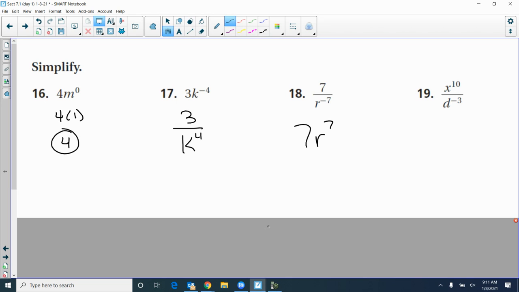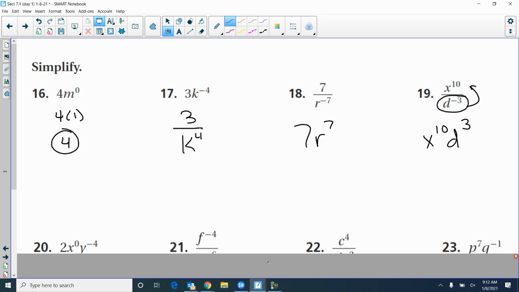Okay, you got a negative exponent. You got to move it. X to the 10th does not move. It's not a negative exponent. So what do we do if it's a negative exponent? If it's in the bottom, where do we move it to? Top. So it moves up. And if that leaves us nothing in the bottom, it's just x to the 10th times d to the 3rd. That'd be it.